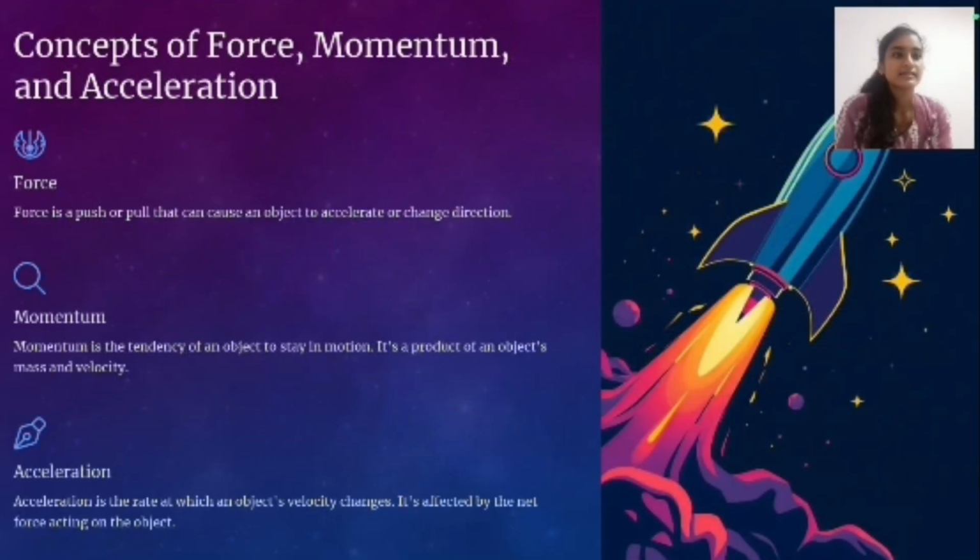The next parameter is the concepts of force, momentum and acceleration. Force is a push or pull that can cause an object to accelerate or change direction. Momentum is the tendency of an object to stay in motion. It is the product of an object's mass and velocity, a measure of how much motion the object has. Then acceleration. Acceleration is the rate at which an object's velocity changes. It is affected by the net force acting on the object. It affects how characters and objects move and interact with their environment. Here we see the picture of a rocket, which works with the principles of force, momentum and acceleration.